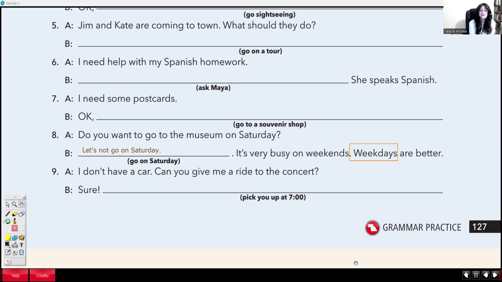Now, number 9, I don't have a car. Can you give me a ride to the concert? So what's the suggestion here? Let's pick you up at 7 o'clock. Nope, because you're included with let's. If you are picking the person up, it sounds weird. What could it be?